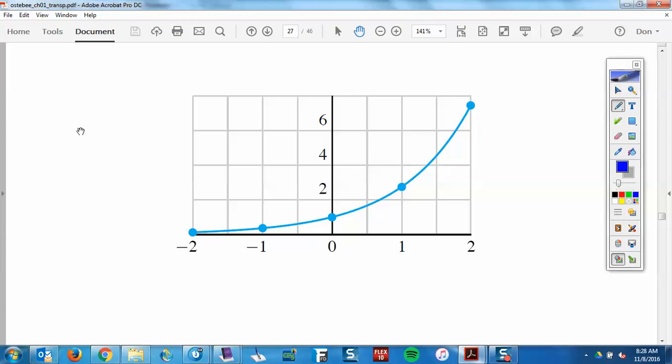Right here, where the y value is 1, the slope is 1. It's the only one of the exponential functions where that happens. That alone makes e to the x a pretty special situation.